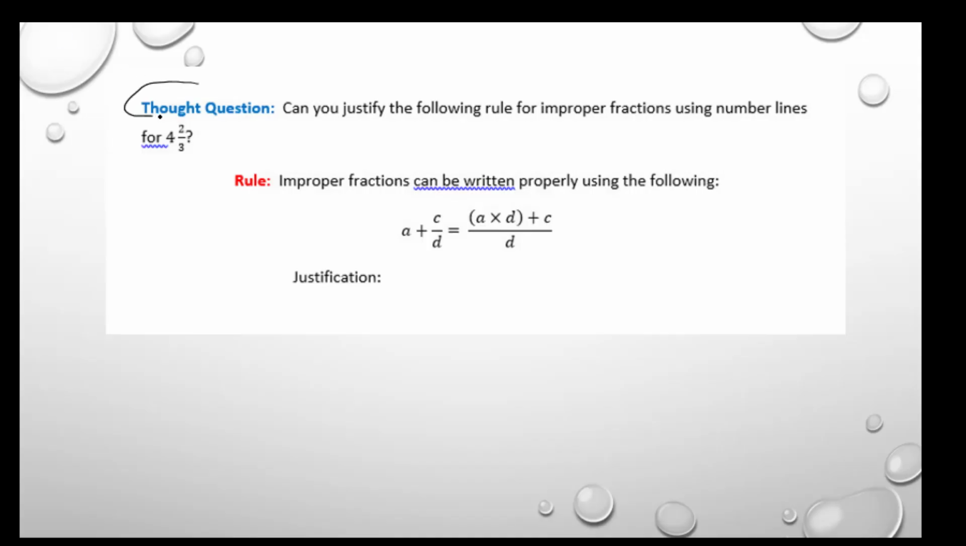So here's a thought question. Could you justify the following rule for improper fractions using number lines for 4 2/3? So here's the rule. 4 2/3, of course, would be 4 plus 2/3. And they're saying the rule is you can just multiply the 4 times the 3 and get 12, add the 2, and then divide by the 3. So you get 14/3.